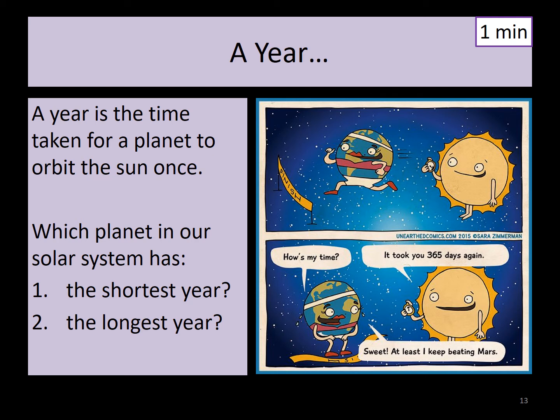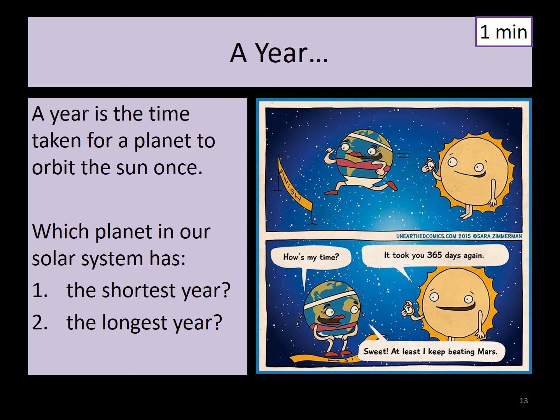Right, so what is a year? How do we get a year then? So the reason why we're going through this is because we said that we've got 8 planets in the solar system. The Sun is at the center of them, and all of the planets orbit the Sun. So they orbit the Sun, meaning they go around the Sun. And you can see from this really funny picture here, where you've got the Earth going around the Sun, asking, "How's my time?" And the Sun says, "It took you 365 days again." And the Earth says, "Sweet, at least I keep beating Mars." So a year is the time taken for a planet to orbit the Sun once.